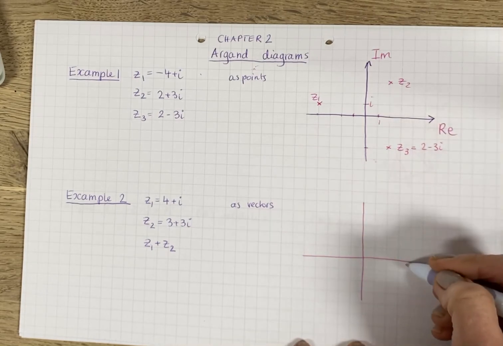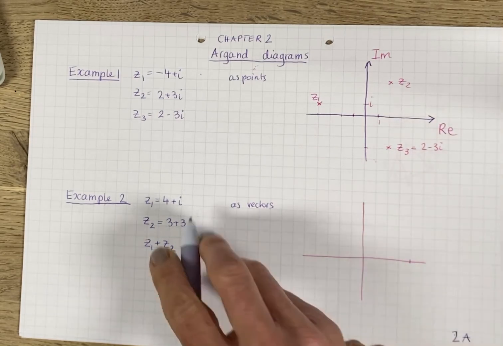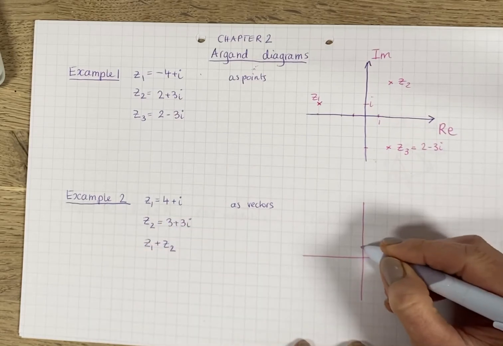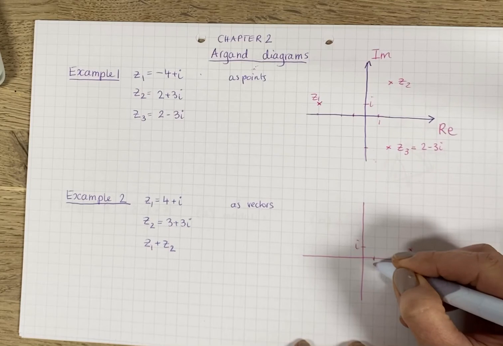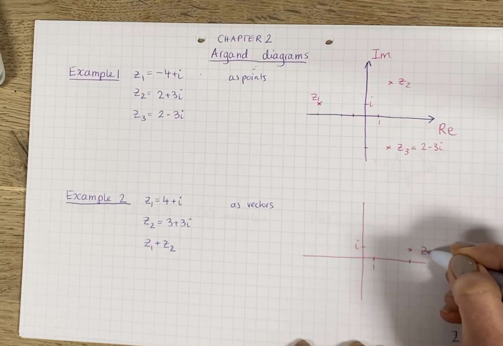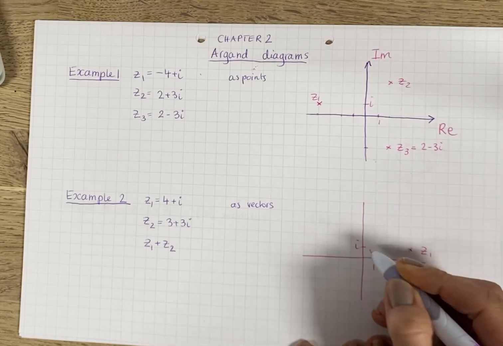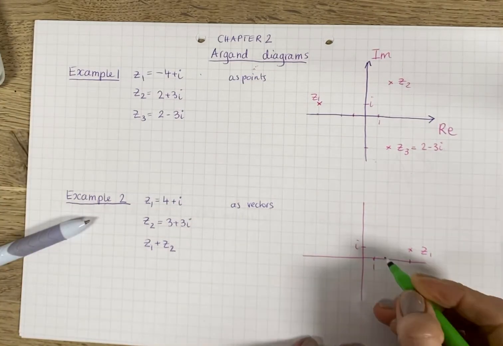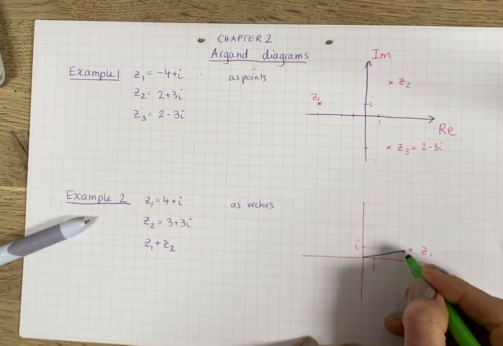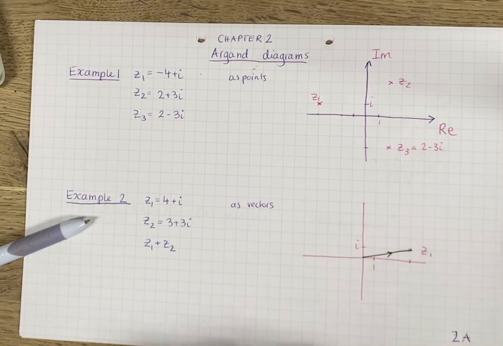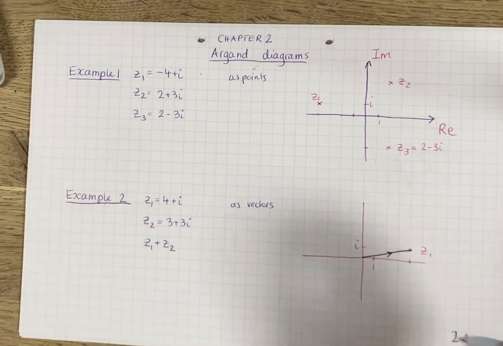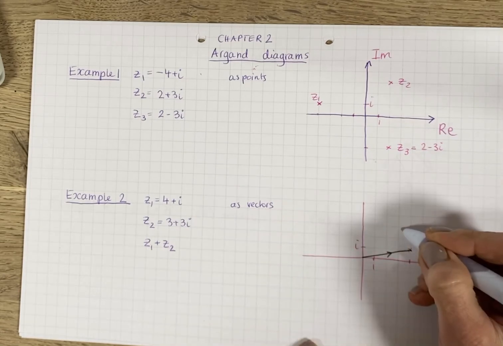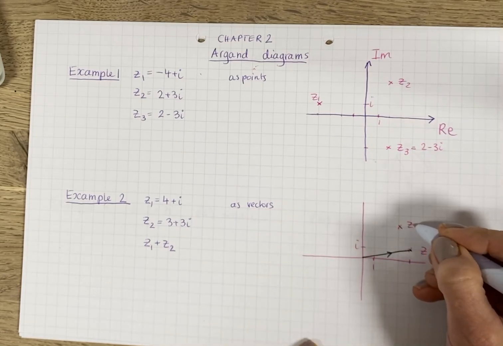Right, so this one here is 4 across because the real part is 4, 1 up. So this one here is i, and this is 1. This is our complex number Z1. But if you've been asked to plot it as a vector, then draw it as a vector. So you join the point with the origin and draw an arrowhead. Then 3 across and 3 up, here's Z2.